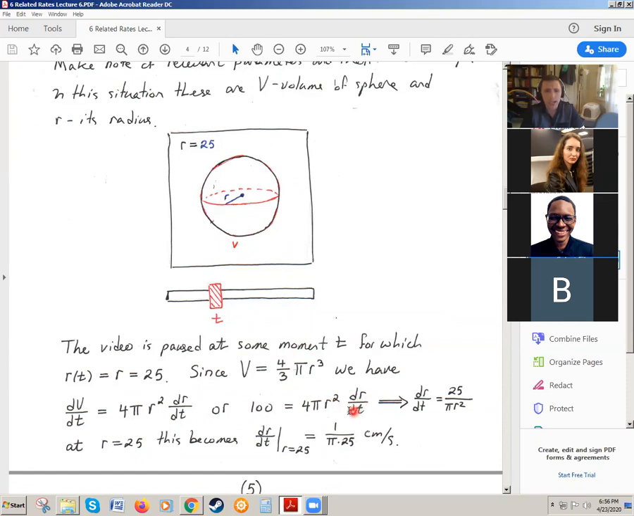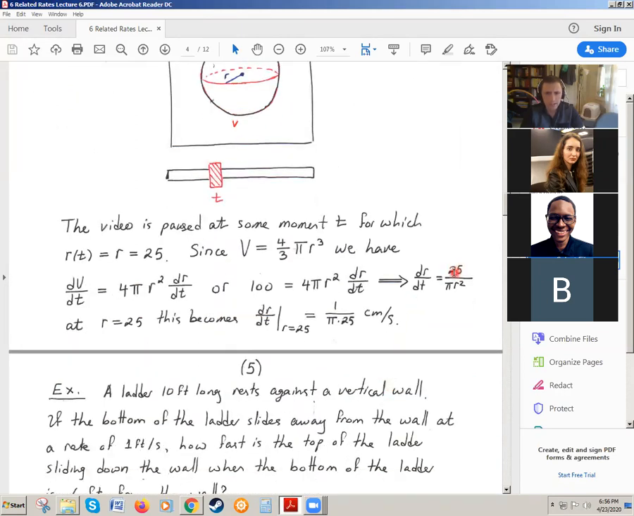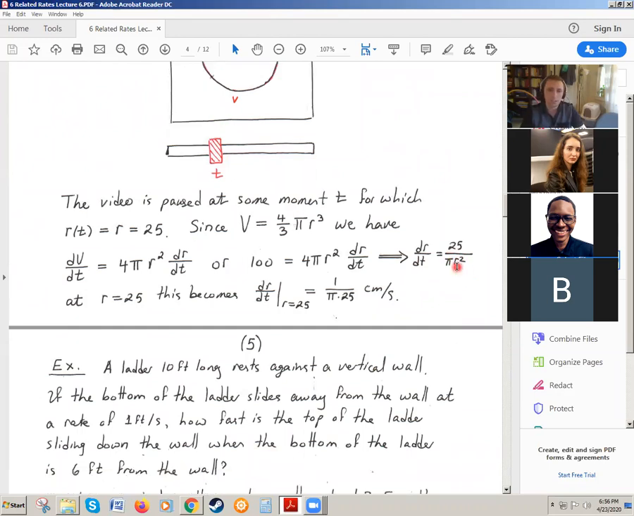Which means when I divide by 4 pi r squared, look at what happens here. 100 over 4 gives us 25 over pi r squared, correct? That's what I got. That's what you got. Brilliant. So 25 divided by pi r squared. That's my dr dt for all time.